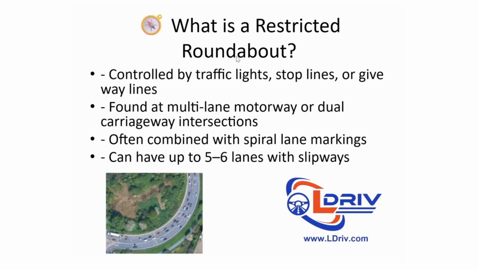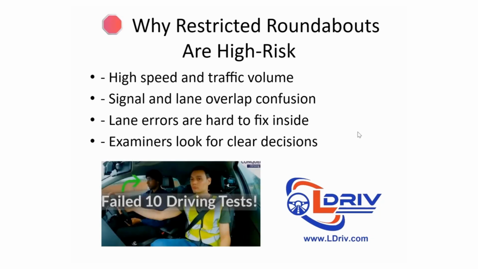Now, what is a restricted roundabout? It's controlled by traffic lights, stop lines, or giveaway lines. We've spoken about that already. They're mostly found on motorway intersections with normal roads or where you have multiple exits. Most of these bigger closed roundabouts are often combined with spiral lane markings and can have up to 5 or 6 lanes with slipways. All right. Now, what you've got to remember is you've got to look at the volume of traffic and where you're going, and getting your staging right will help you through the roundabout.